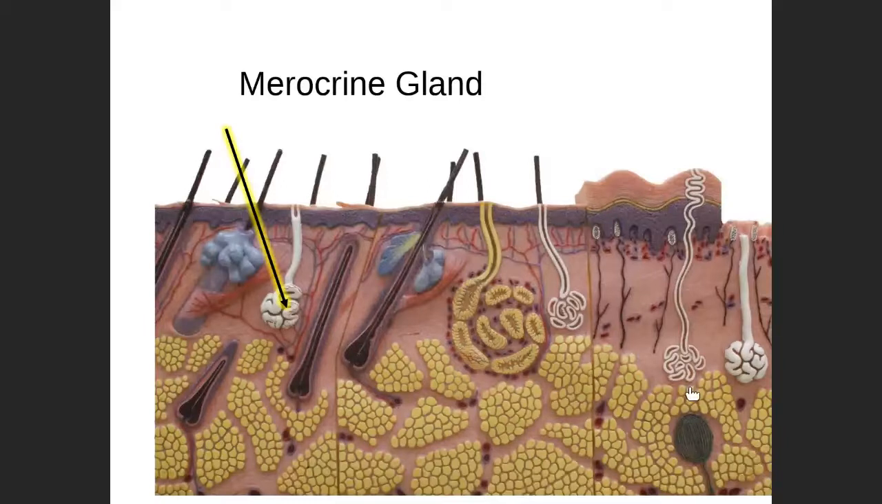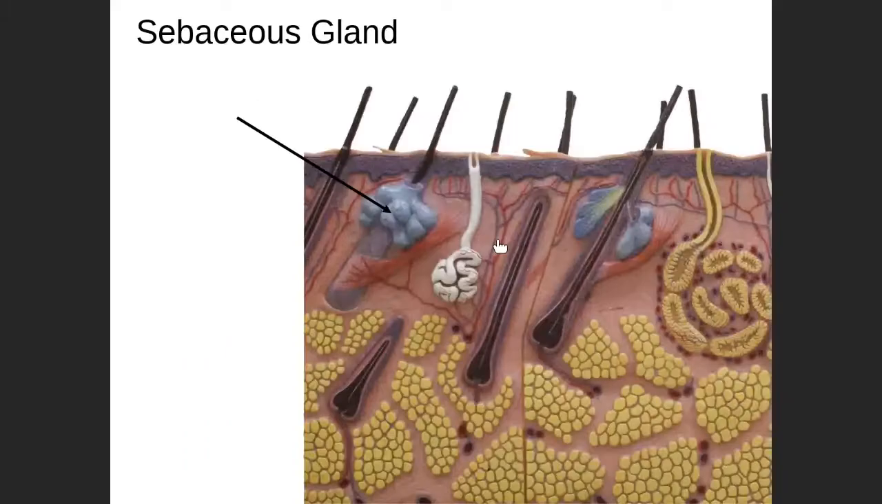And the third type of gland, these glands are associated only with hair. This is the sebaceous gland. This is the gland that sits right on top of the hair follicle, and it gives off the secretion called sebum. And sebum is a viscous, oily type of secretion.